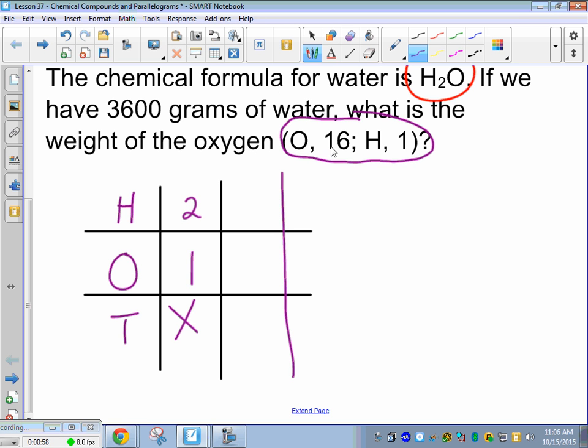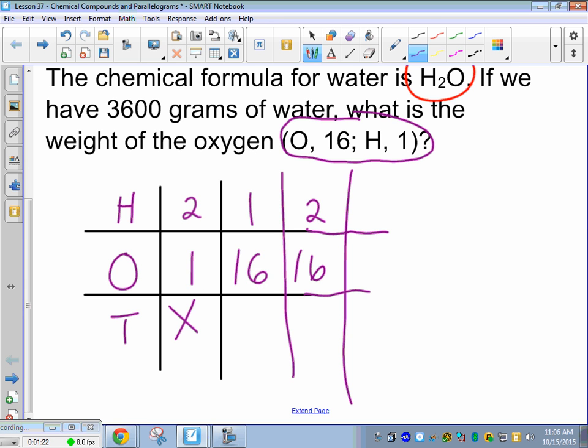So each oxygen is 16 grams. So next to my oxygen, I'm going to put a 16. Each hydrogen is 1 gram, so I'm going to put that there. We're going to keep extending this. All right, so we have to multiply these. Since I have 2 of them and each one weighs 1 gram, that gives me 2. And since I have 1 of the oxygens and each one weighs 16, we got to multiply those.